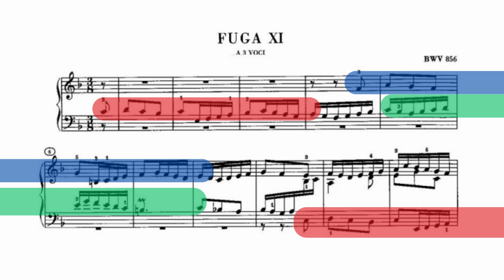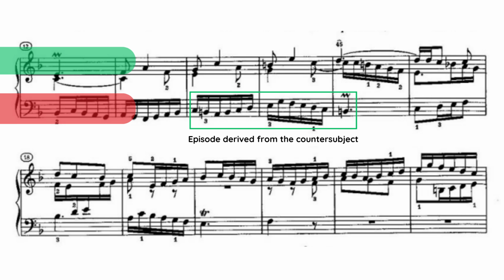The bass makes its first appearance with the subject at measure 9 with the counter subject played by the treble. Afterwards, we see an episode that is derived from 16th note figures of the counter subject. At measure 17 begins a counter exposition.